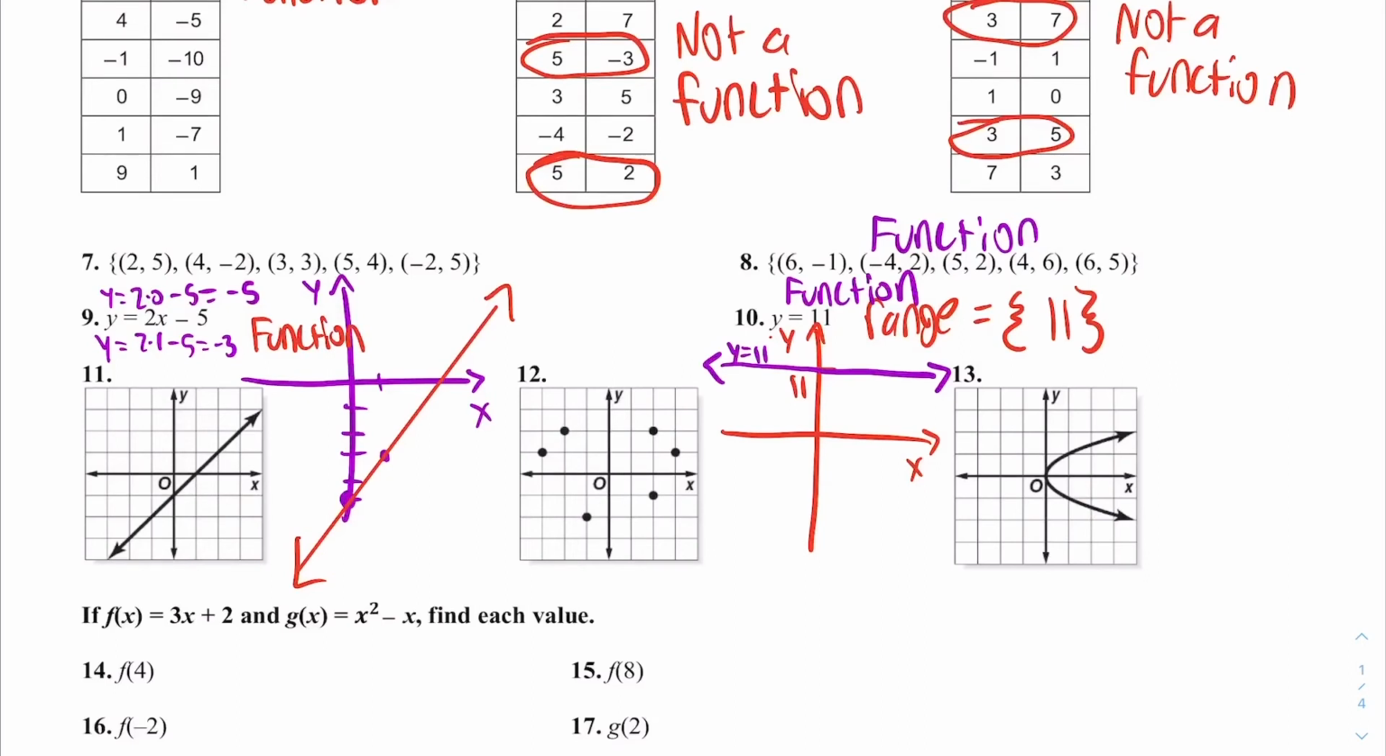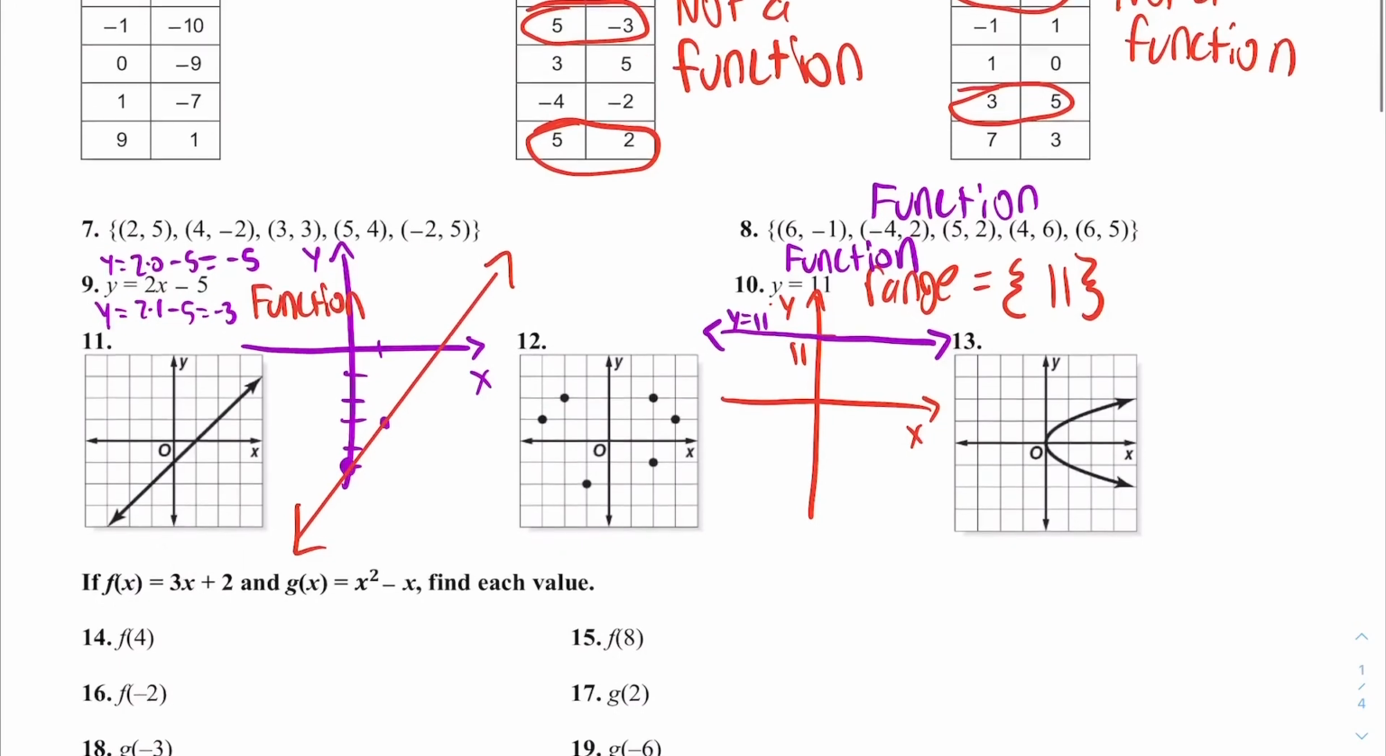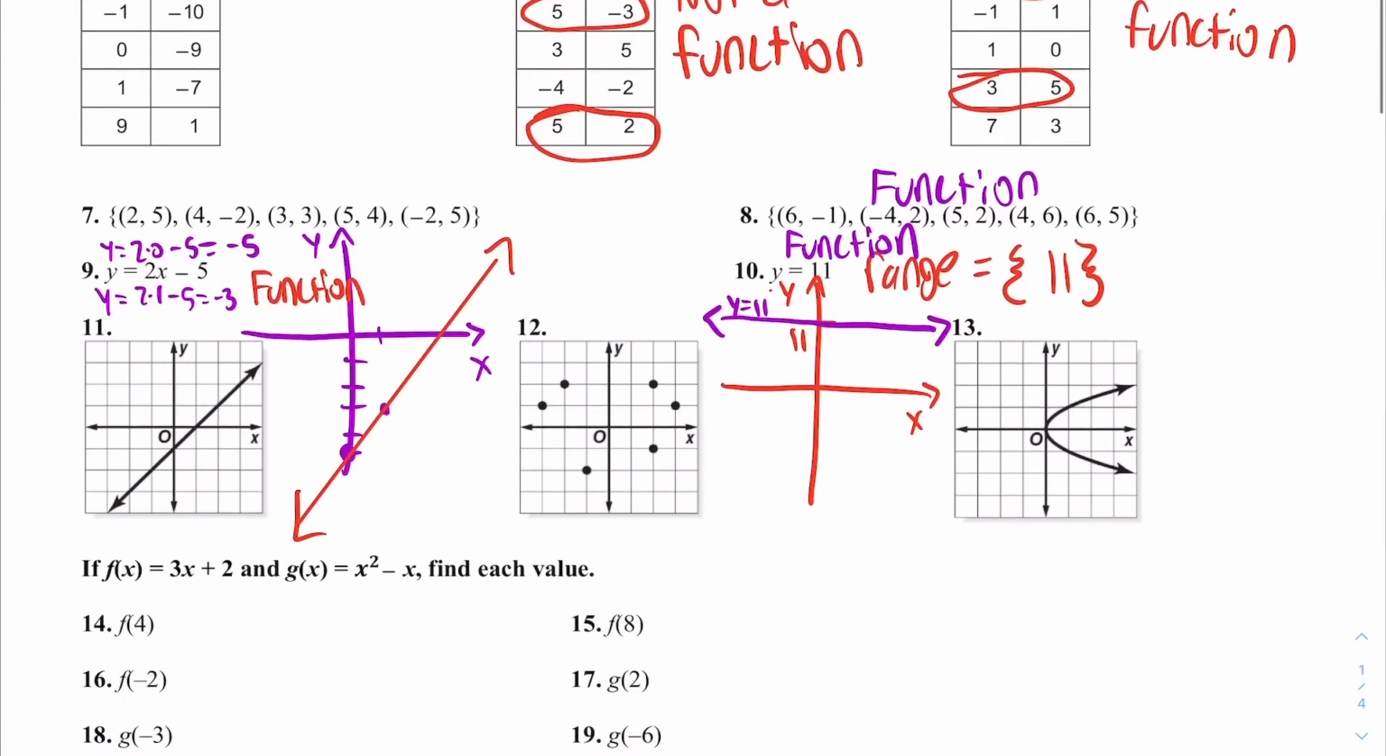To get an example of something that's not a function, but is a graph, number 12, on the right side at x equals 2, there are 2 different y's, so it is not a function. Now we'll go to 13. Let's look at x equals 2. Here's 2, and 2 has an answer up there, and 2 for x has an answer down there.